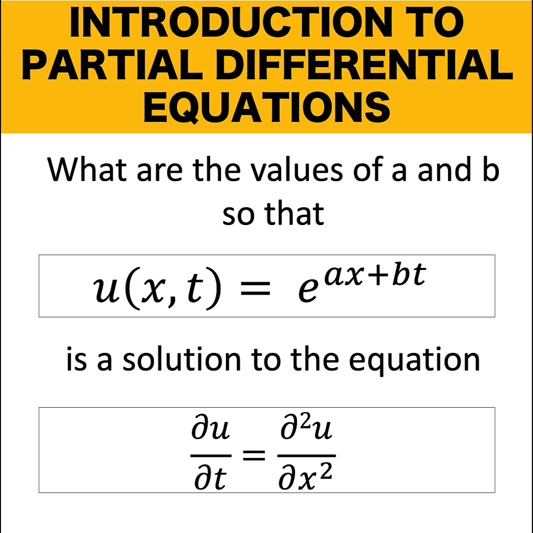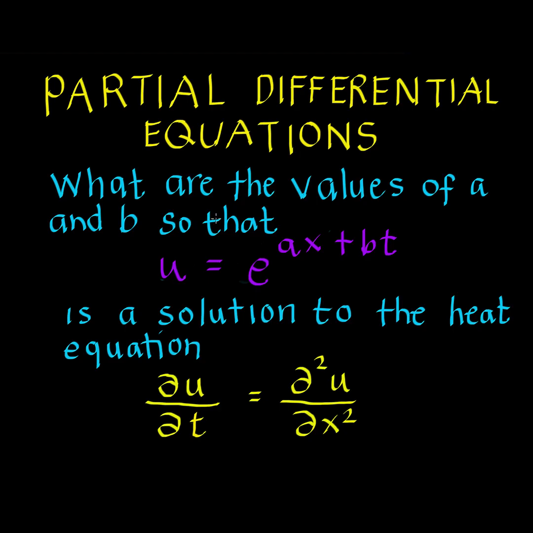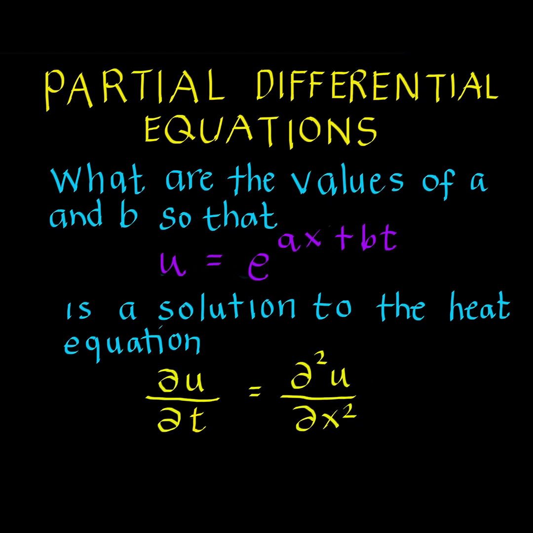Hey everyone, let's do some introduction to partial differential equations. Here's the problem. What are the values of a and b so that the function u equals e raised to ax plus bt is a solution to the heat equation? The partial derivative of u with respect to t equals the second partial derivative of u with respect to x. Now let's solve this problem together.